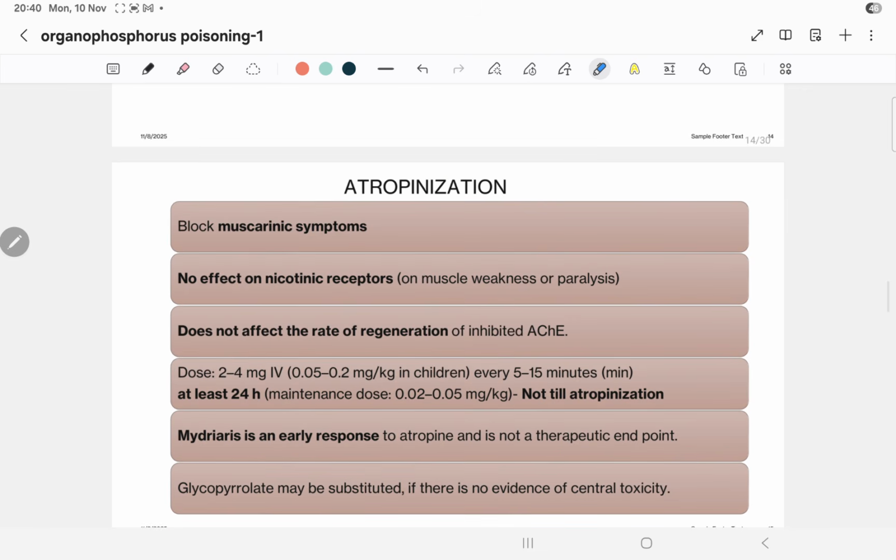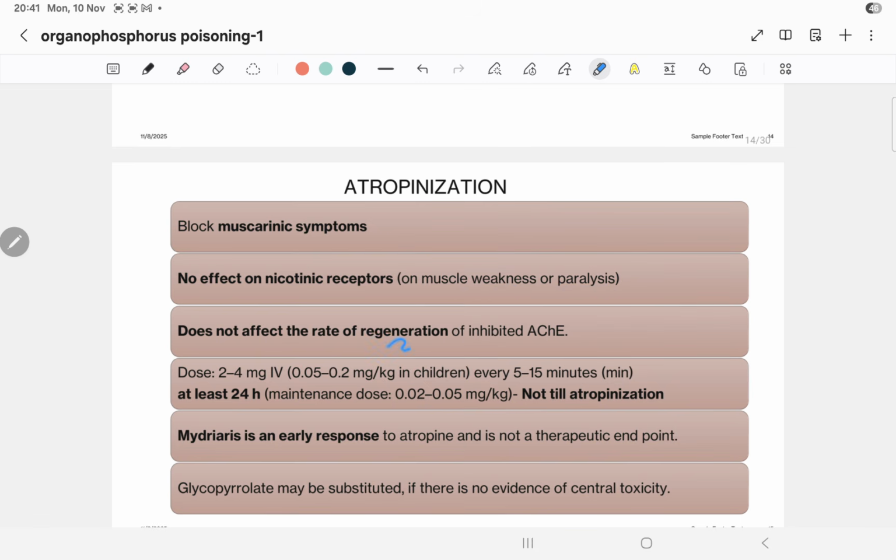Atropinization. I have briefly mentioned that atropine mainly blocks muscarinic symptoms. That means it dries up secretions. It mainly works with secretions. It has no effect on nicotinic symptoms. If there is paralysis, fasciculations or weakness, all these symptoms are nicotinic symptoms. So atropine will not resolve nicotinic symptoms. So no effect on nicotinic receptors, on muscle weakness or paralysis.